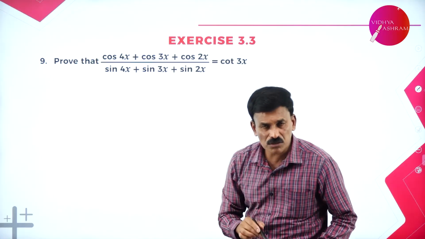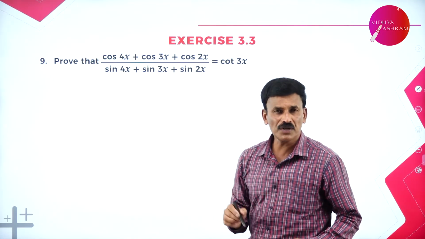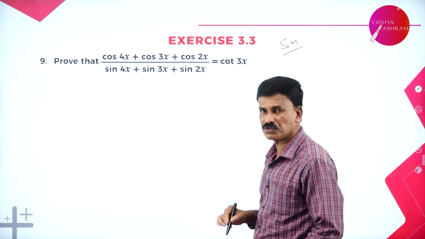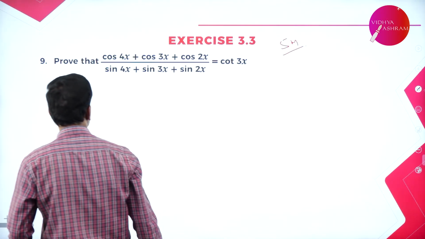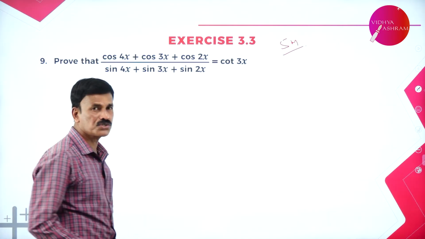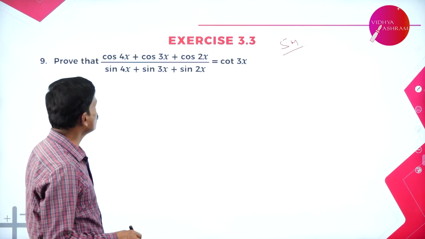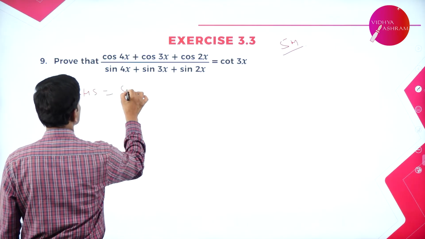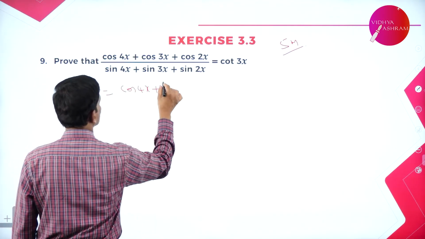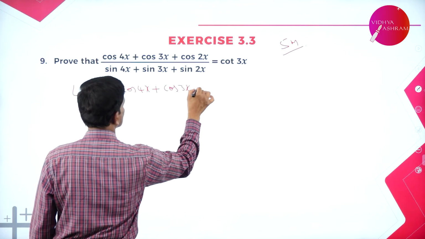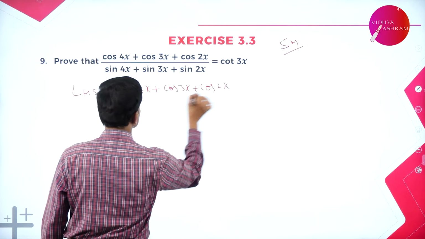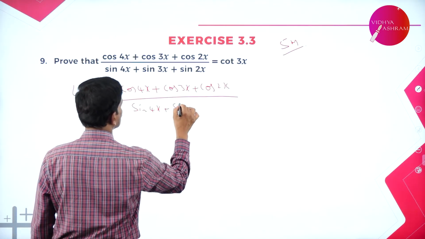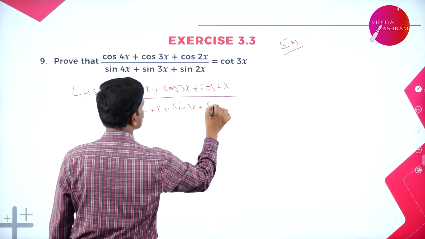Let's come to the last question in this session. So the very important question, this is for 5 marks. You may expect this type of question for your final examination. Prove that (cos 4x plus cos 3x plus cos 2x) divided by (sin 4x plus sin 3x plus sin 2x) equals cot 3x. What is LHS? Cos 4x plus cos 3x plus cos 2x divided by, the denominator is also, sin 4x plus sin 3x plus sin 2x.